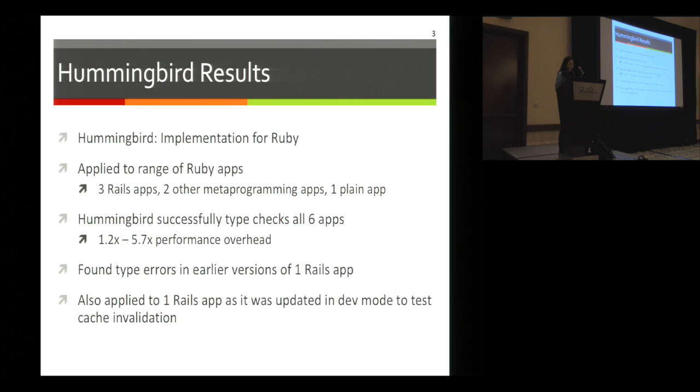We implemented just-in-time type checking in a system for Ruby called Hummingbird. To evaluate our idea, we applied Hummingbird to 6 applications, including 3 Rails applications, 2 other metaprogramming applications, and 1 plain application that does not use any metaprogramming. We found the performance overhead is reasonable. We have a between 5.7 times performance overhead, and all type checks successfully using Hummingbird.